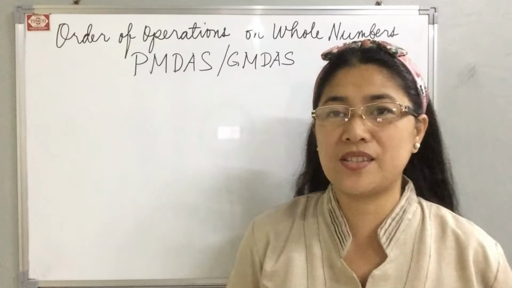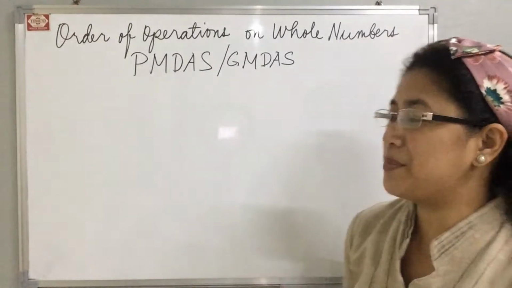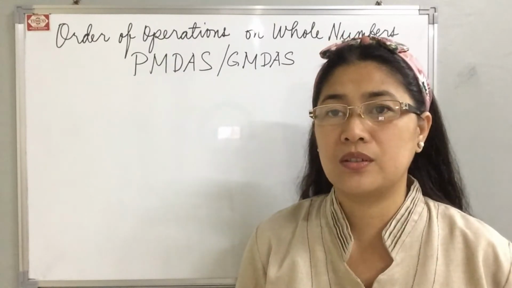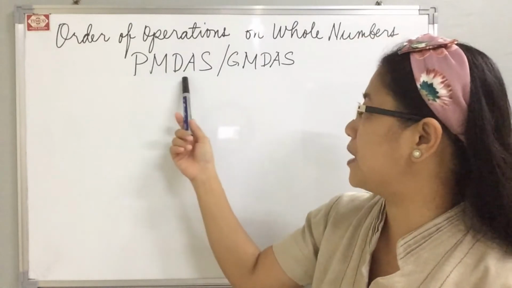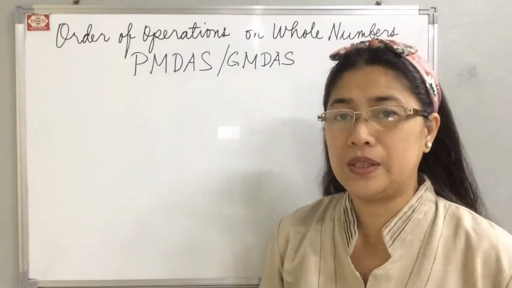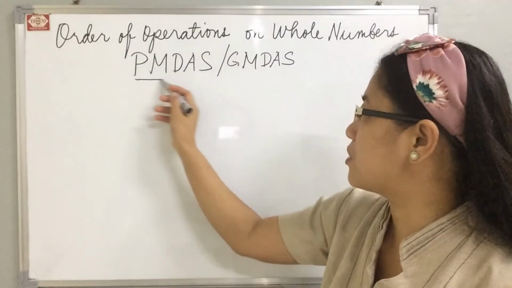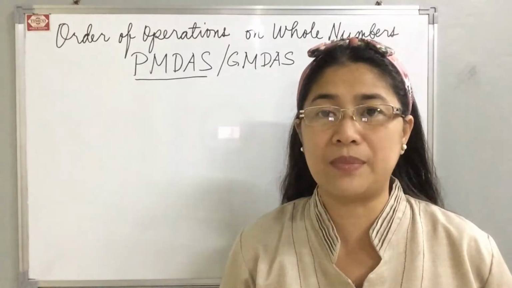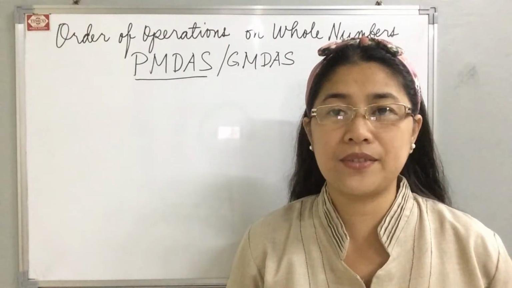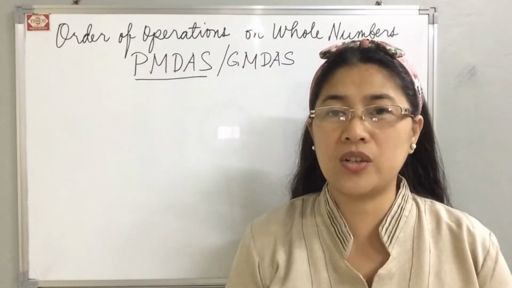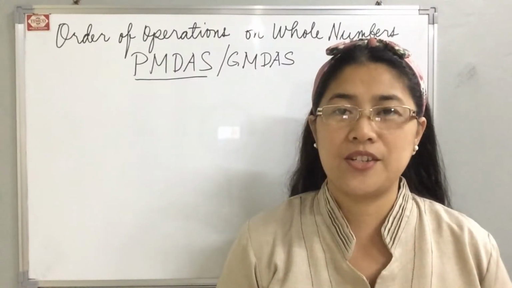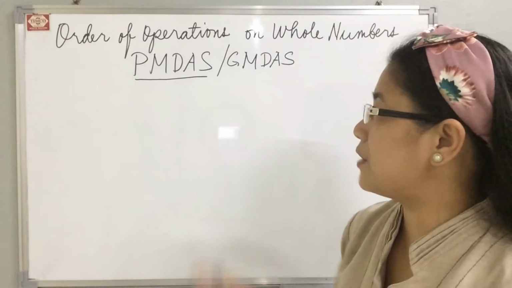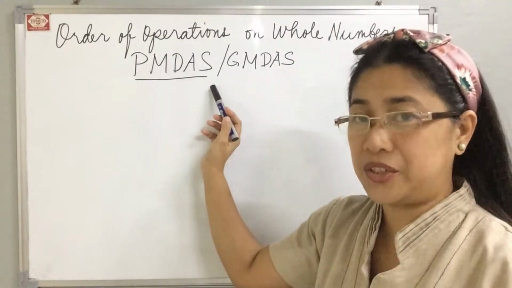For today's topic is order of operations on whole numbers, or performing a series of two or more operations applying the PMDAS rule or GMDAS rule. First, let's have the PMDAS rule. By the way, what are the four fundamental operations in mathematics? We have addition, subtraction, multiplication, and division. Before we proceed with our examples, let's first identify what these letters mean.